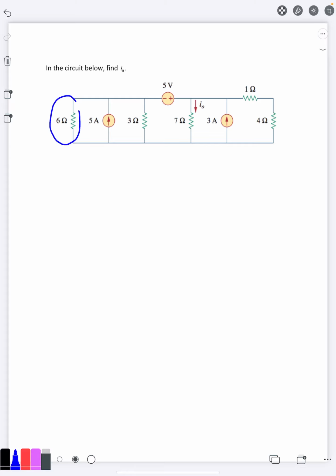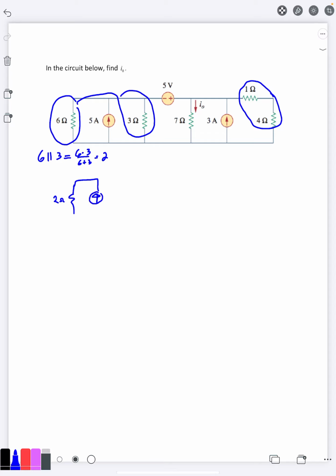So the first thing I will do is I see the 6 ohm and 3 ohm are connected both on top and bottom, so those are in parallel. And so 6 in parallel with 3 is going to be 2 ohms. I can also combine this 1 ohm and 4 ohm here. So I'm going to have a 2 ohm resistor in parallel with a 5 amp current source. Then we've got our voltage source over here.